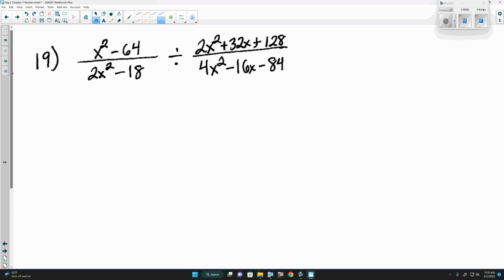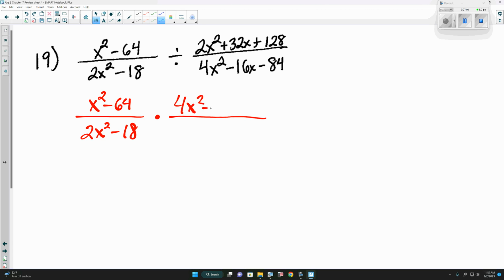We'll go on and look at number 19. Now, the first thing with 19 is we're going to keep, change, flip. Keep the first one the same. Flip the second. And it's going to be multiplication now instead of division.